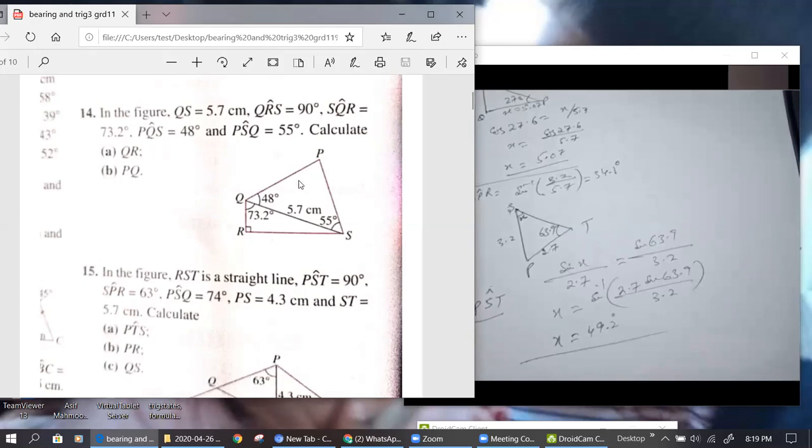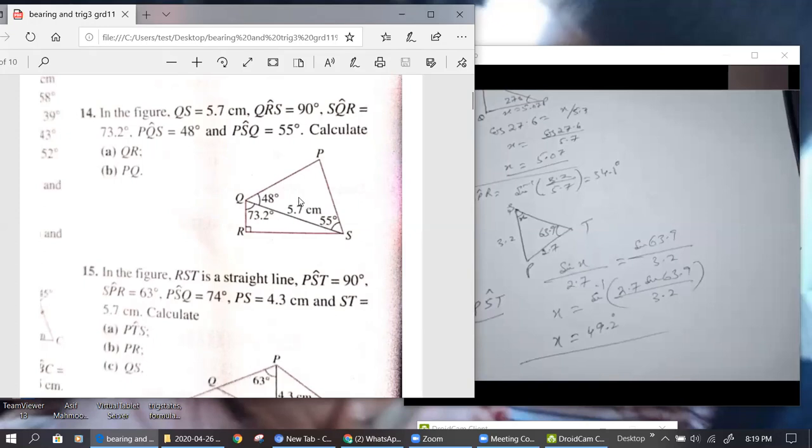Cosine rule. Are you sure? Yes, the cosine rule requires two sides to be given, but two sides are not given in this triangle. Only one side is given, and this is not a right angle triangle. Two angles. Yeah. Okay, then it's sine rule. Okay, how will you apply the sine rule?